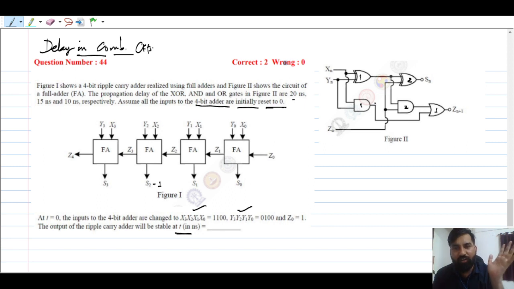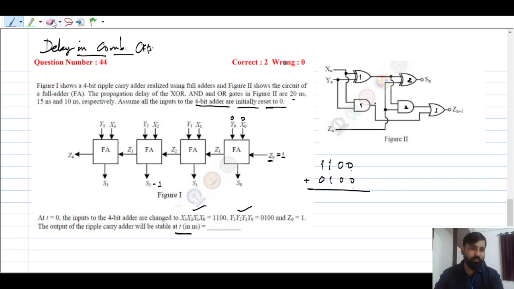So forget about all the delays at this moment and try to add. Start adding the inputs. We have been given the inputs here, x3, x2, x1. The first input is 1 1 0 0, and the second input is given as 1 0 0. You know that this is nothing but a ripple carry adder, so these carries are going to be propagated, starting from Z0, Z1, Z2, Z3, and Z4. Let us add these two inputs. We are adding X0 and Y0.